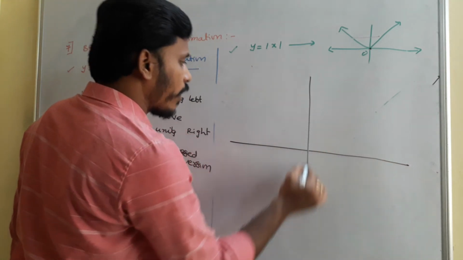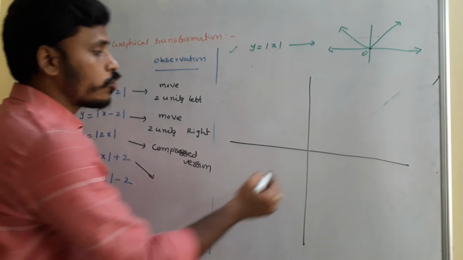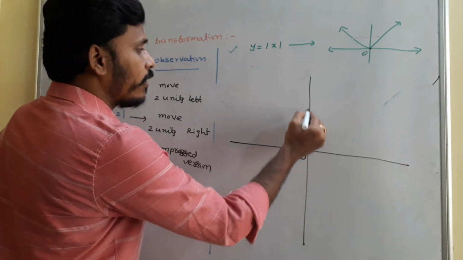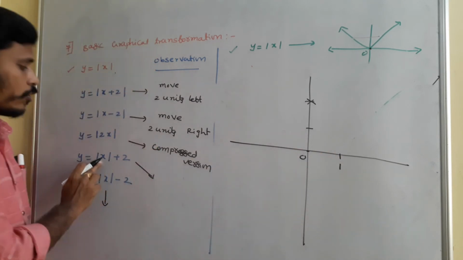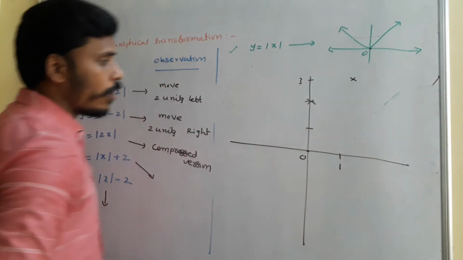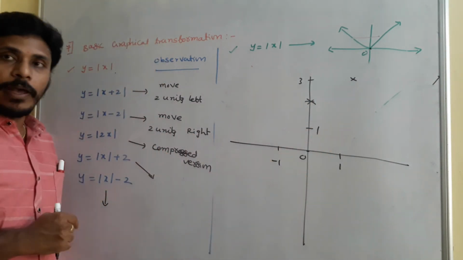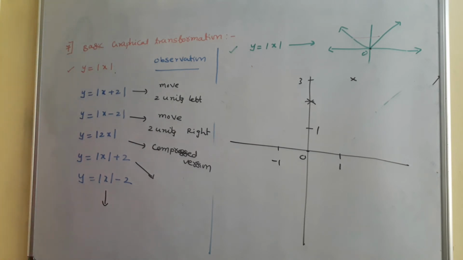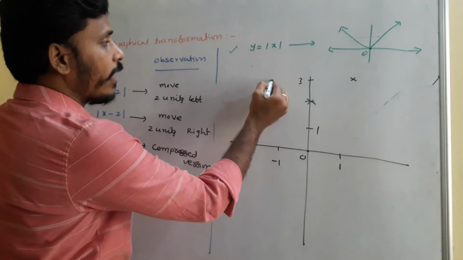Now we are going to sketch the graph where y is equal to mod x plus 2. If x is equal to 0, again the value is 2. If x is equal to 1, modulus of 1 plus 2, the value is 3 only. If x is equal to minus 1, modulus of minus 1 is 1, and 1 plus 2 is 3. So for minus 1 again it is 3.